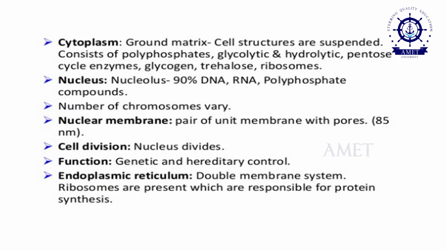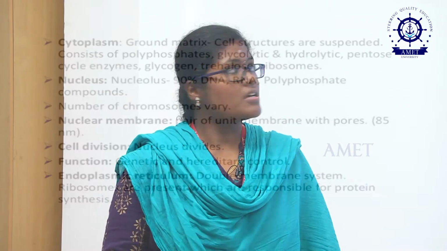The next thing is the cytoplasm. Cytoplasm is the ground matrix. The cell structures are suspended inside the cytoplasm, and enzymes such as pentose cycle enzymes and glycogen are present inside the cytoplasm. The next thing inside is the nucleus.